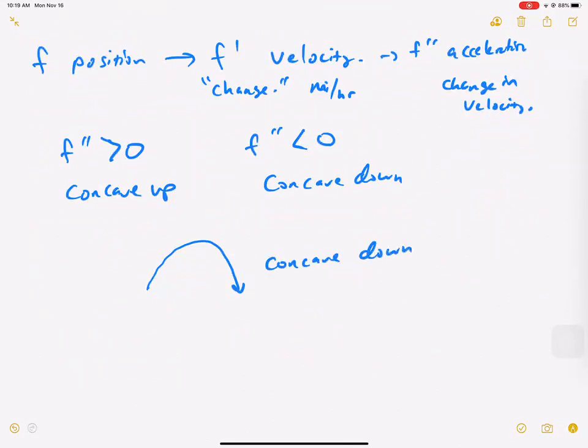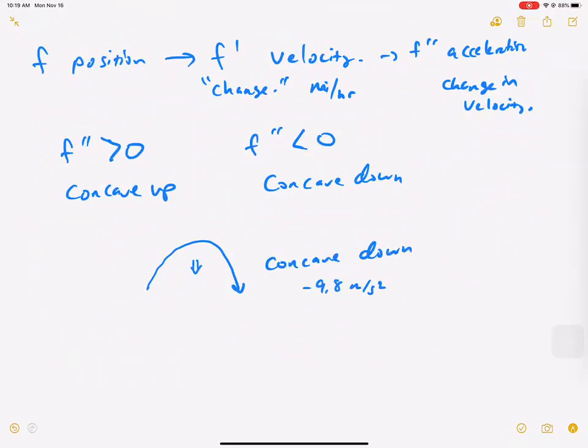right? It's facing downward. Now, concavity, the idea is which way is it opening? Is it open up or down? And concave down means it's facing downward. That's the idea of concave down. But also, if you have done physics problems before, gravity is acting at a negative 9.8 meters per second squared.